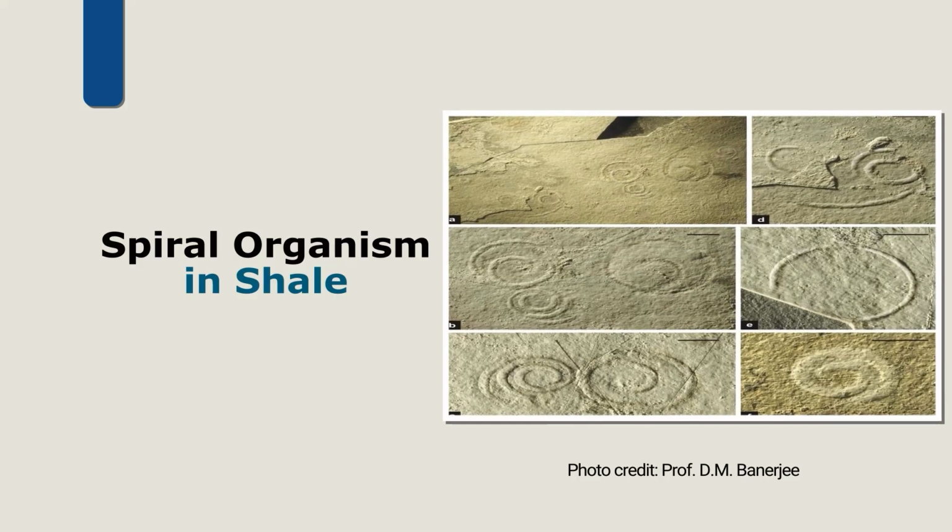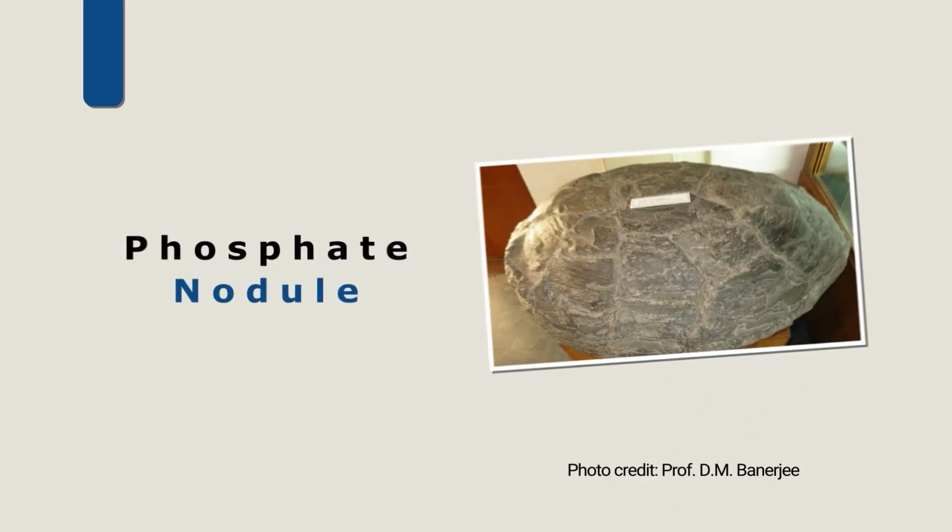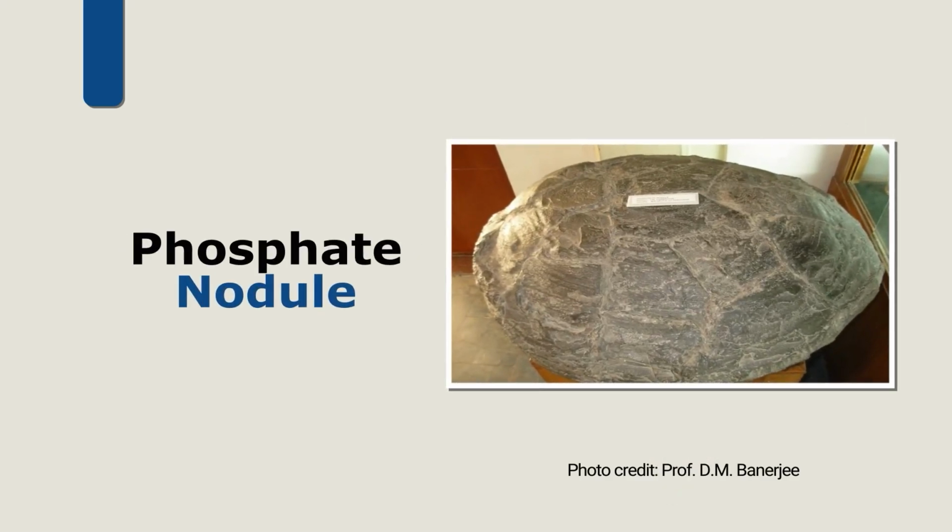Similarly, some organisms are found in the shale. This is a type of organism, like Spirogyra, which you find in Indian sediments. Peloids and oolites are formed by chemical precipitation of carbonate around small grains. This is called peloid and oolites. There are nodules, big nodules and small nodules also. These are some of the giant nodules, mostly in phosphatic rock, and they are very common in the phosphatic group, especially from the Cambrian rocks in China.